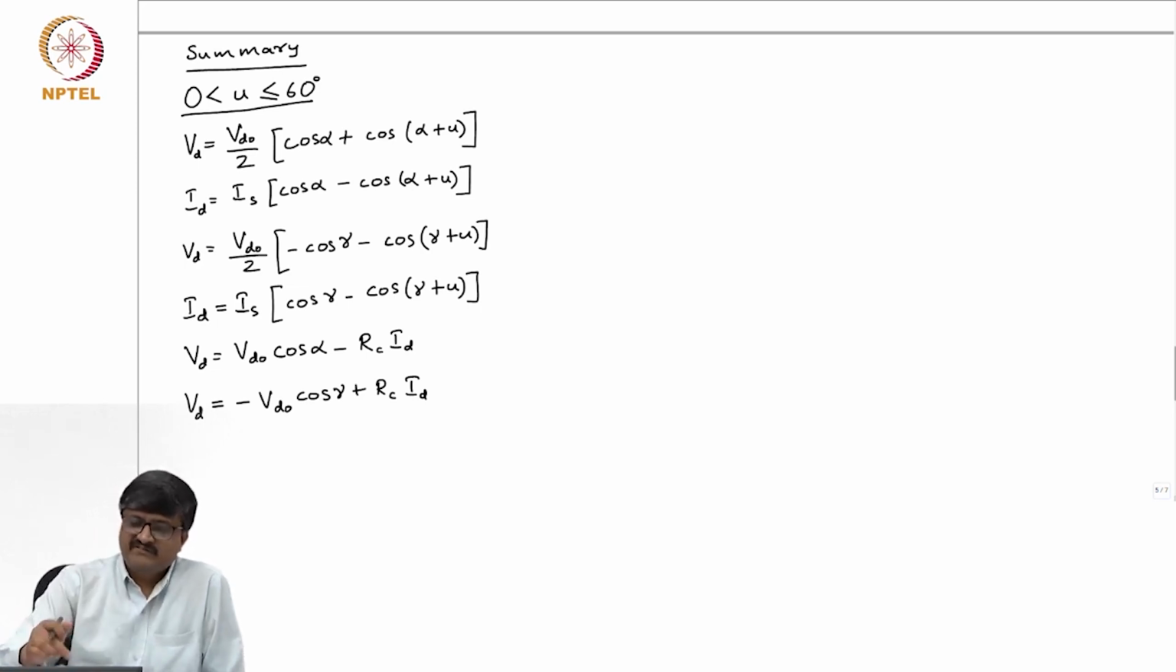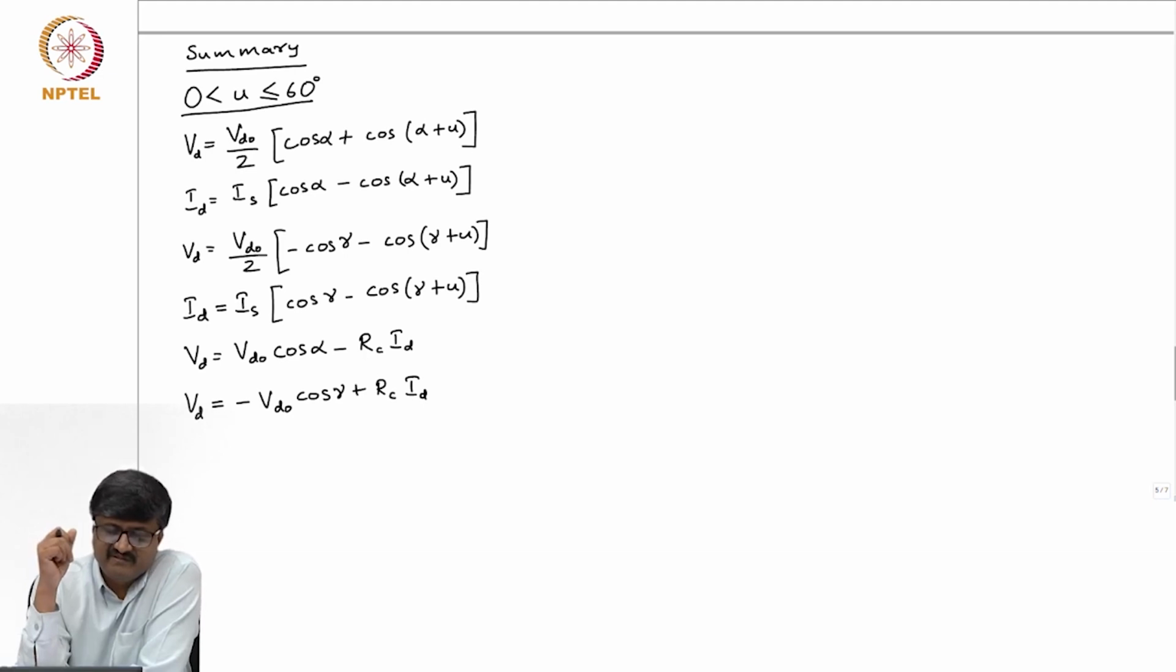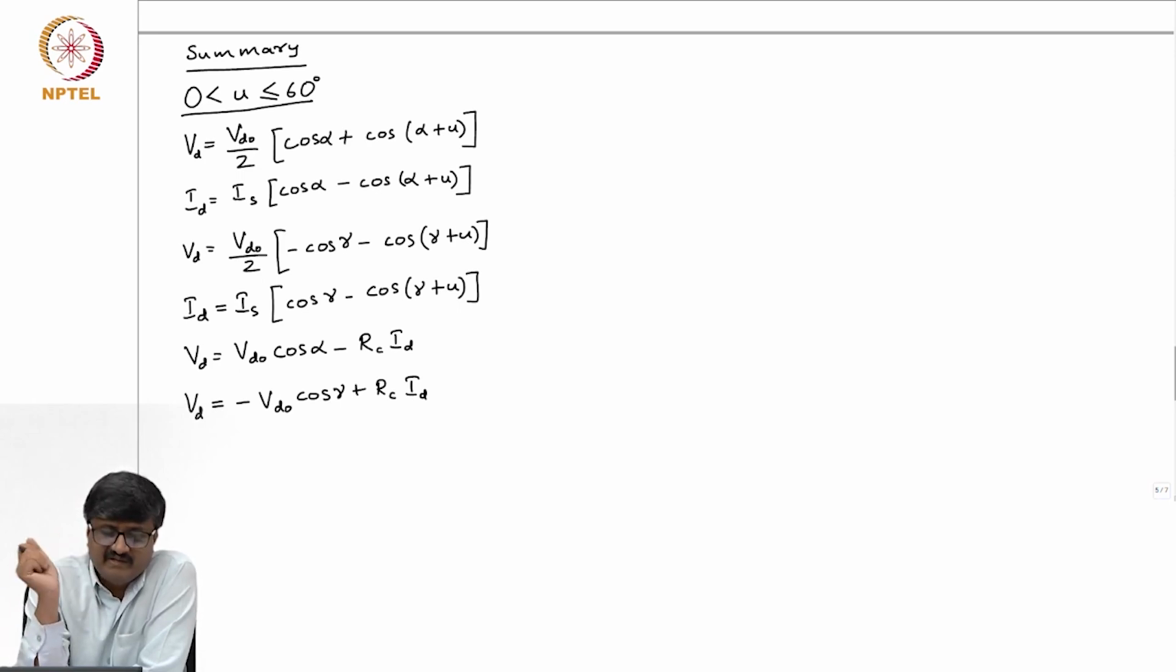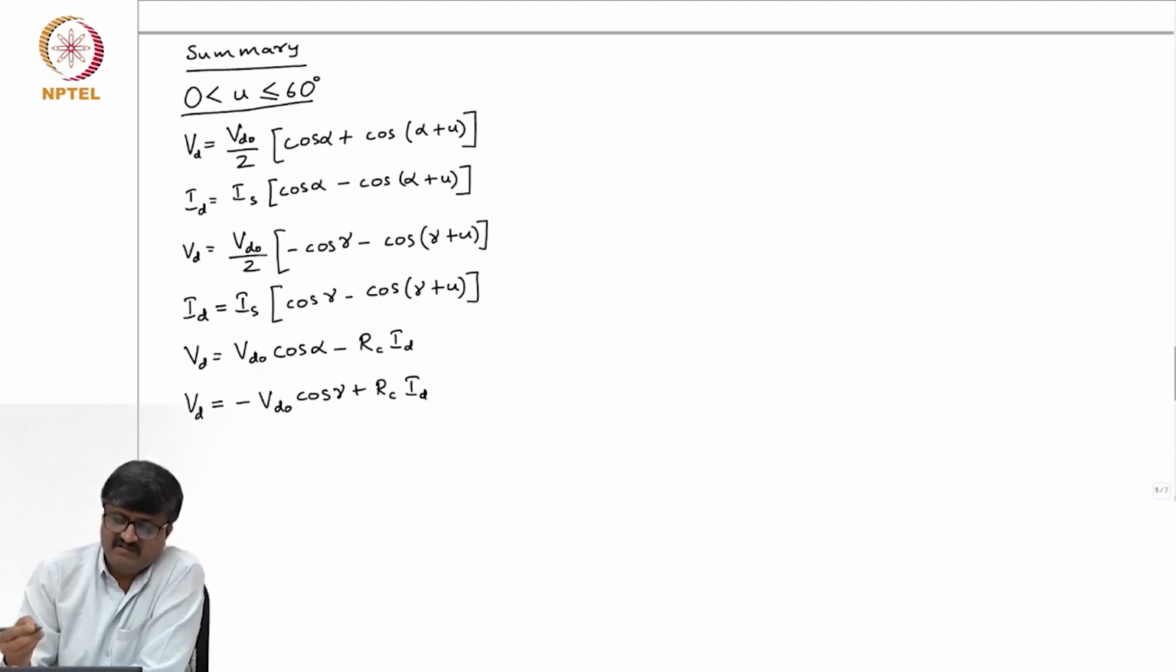So if you look at this set of equations for U greater than 0 and less than or equal to 60 degrees, I have 6 equations. The first equation has to be divided by VDO, because all the quantities in this equation are voltage. In the second equation, all the quantities are current, so to get per unit I have to divide it by 2Is. Let us do this normalization by taking one equation at a time.